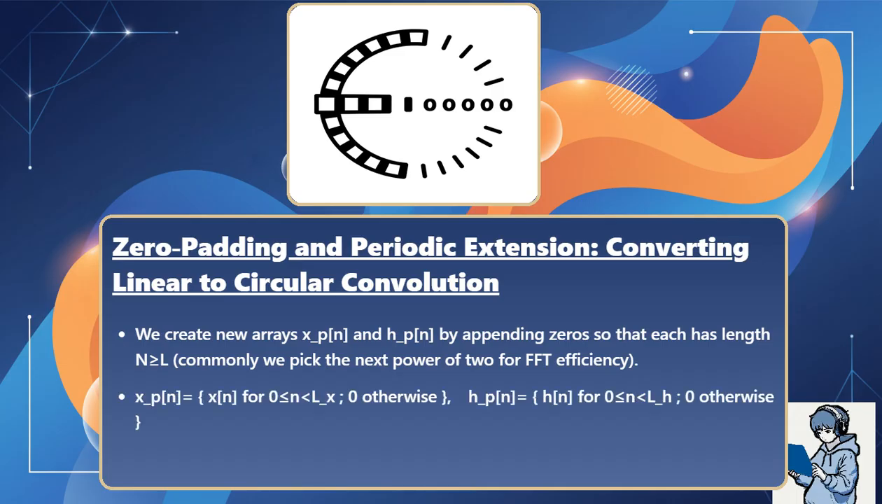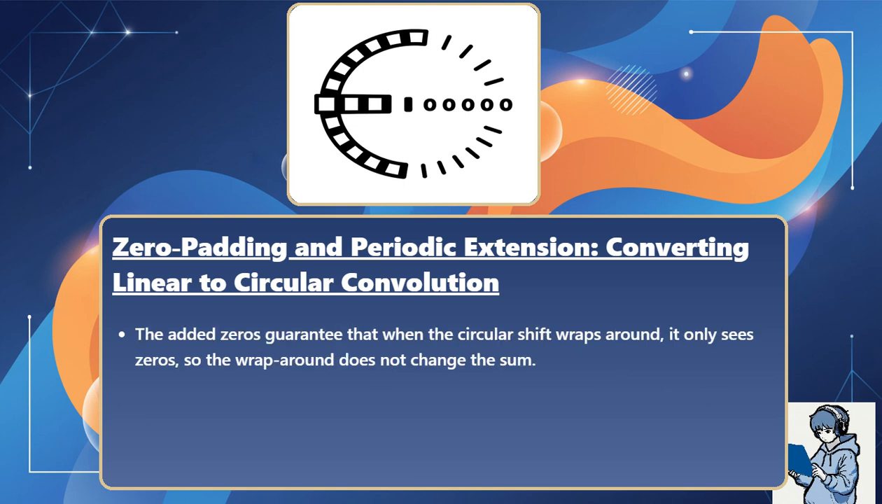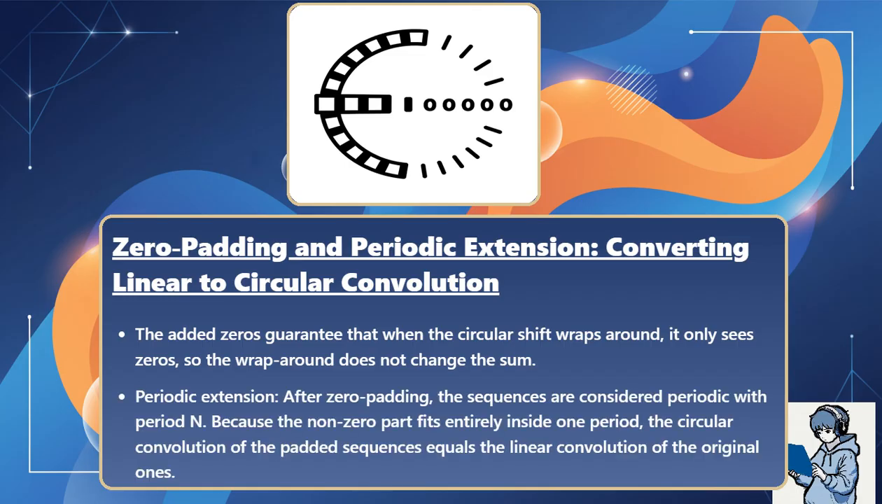x sub p of n equals x of n for n between 0 and L sub x minus 1, and 0 for n from L sub x to N minus 1. Similarly, h sub p of n equals h of n for n between 0 and L sub h minus 1, and 0 for n from L sub h to N minus 1. The added zeros guarantee that when the circular shift wraps around it only sees zeros, so the wrap around does not change the sum.